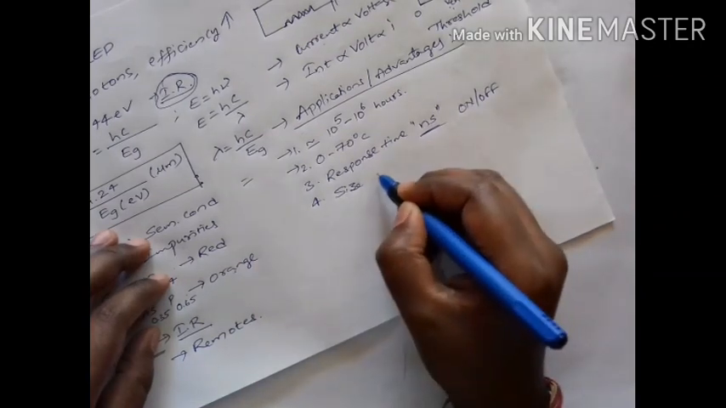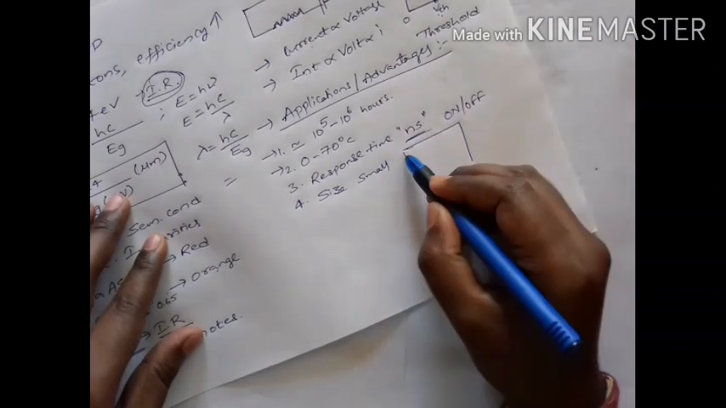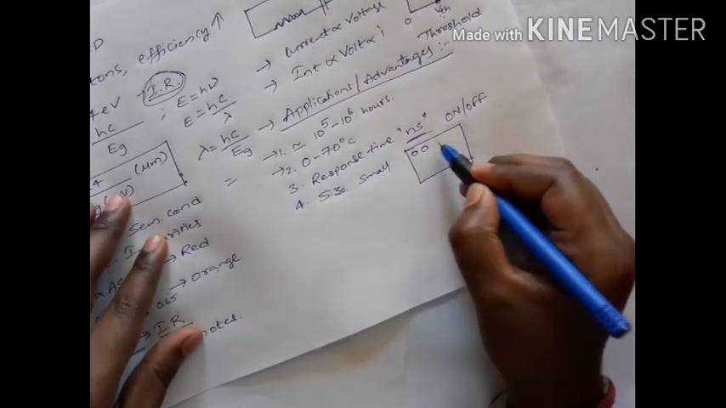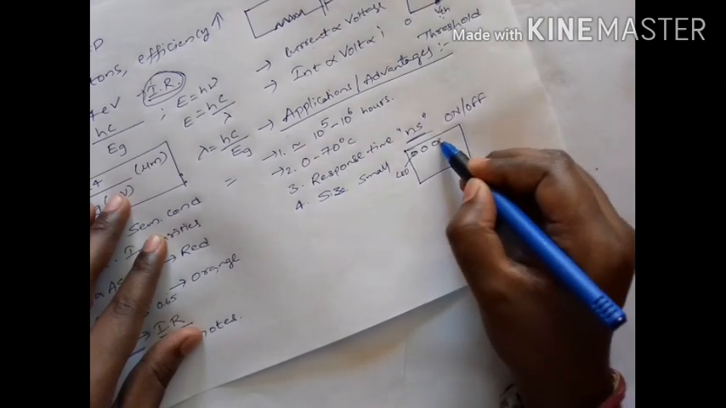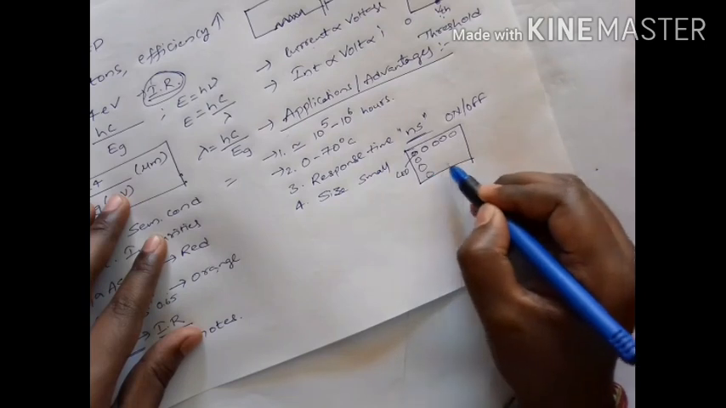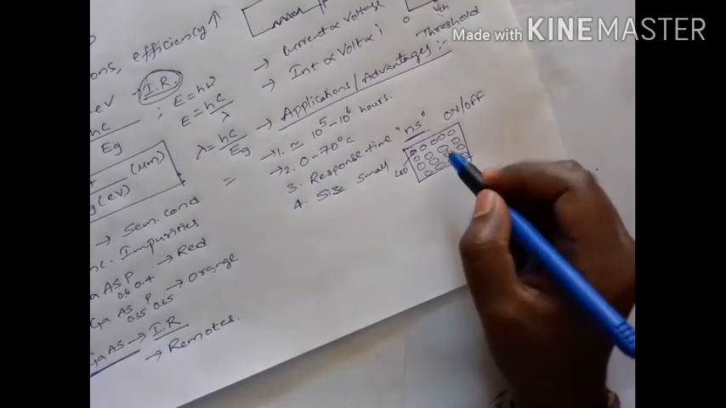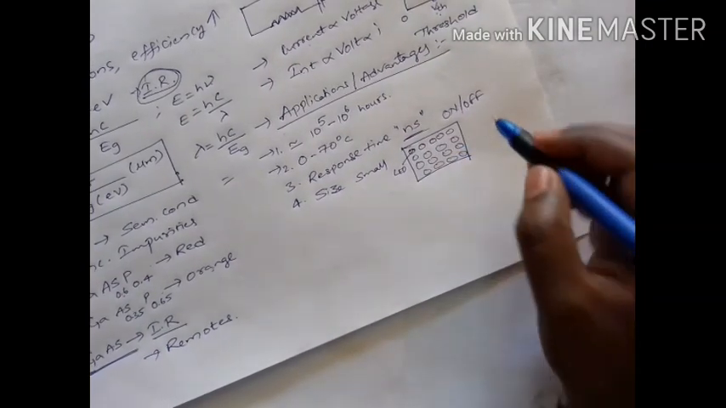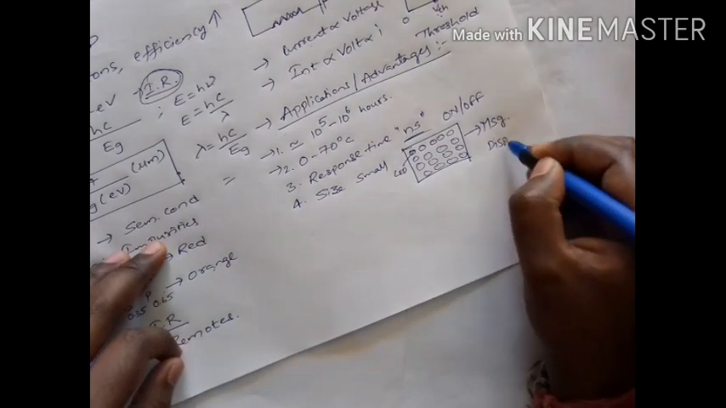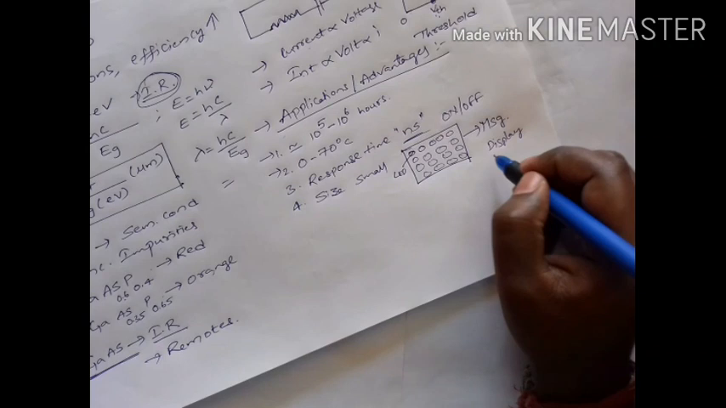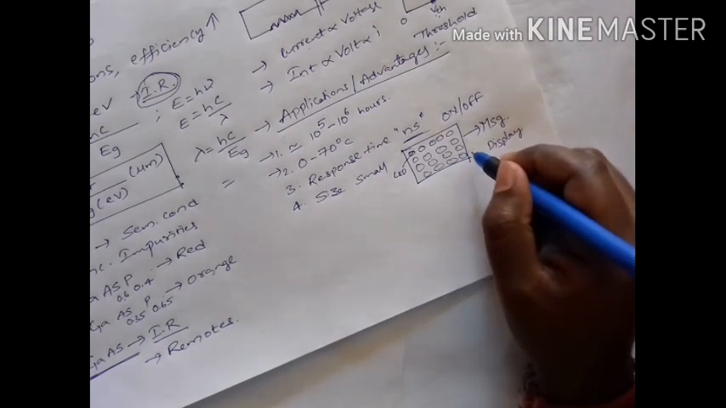The size of the LEDs is very small, so we can pack a large number of LEDs. All the circles represent LEDs, so we can pack a large number of LEDs in a small volume. If you pack this large number of LEDs in a small volume, this becomes a message display unit. This kind of message display unit you might have observed in your life.